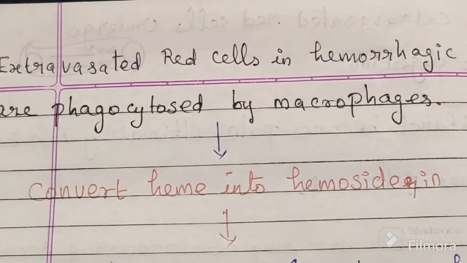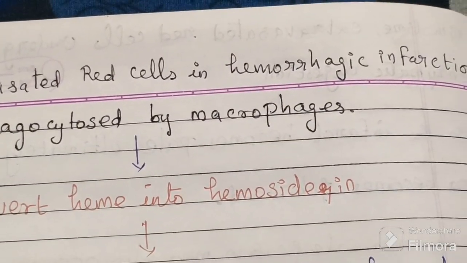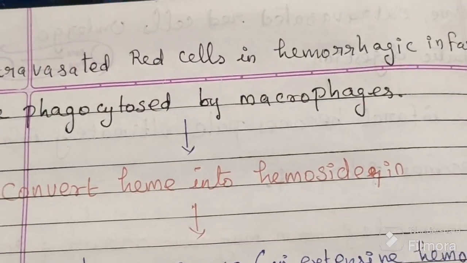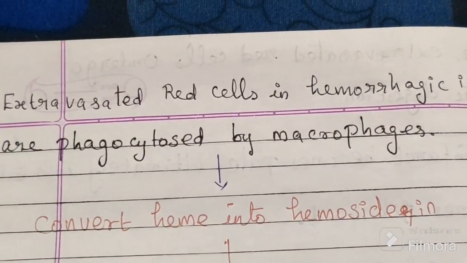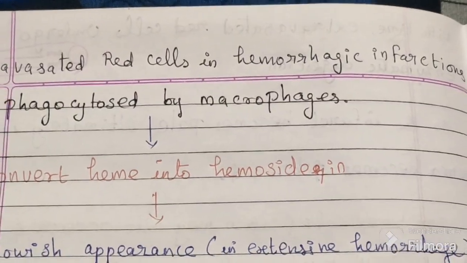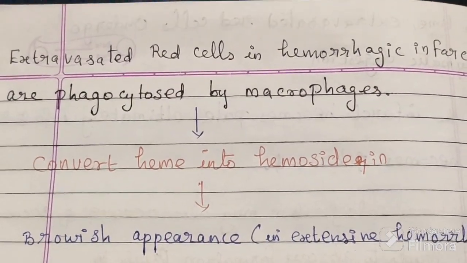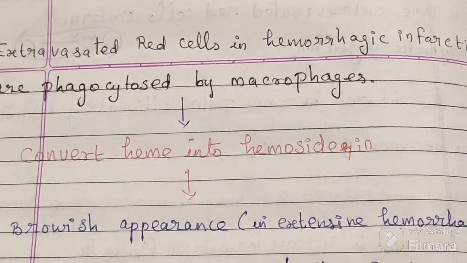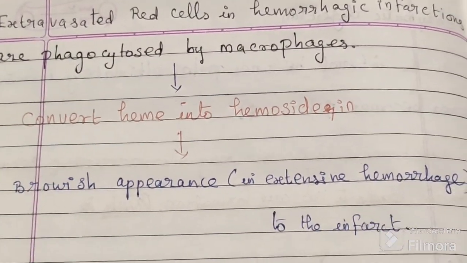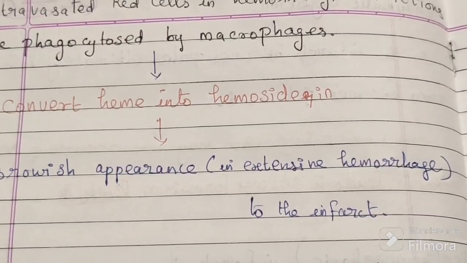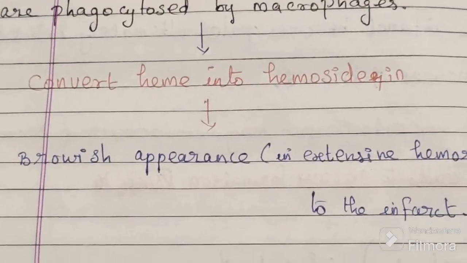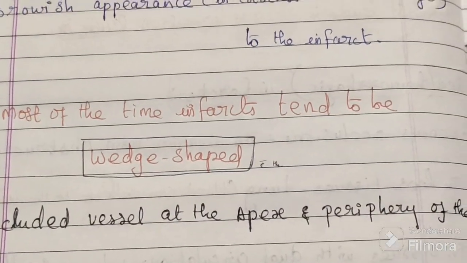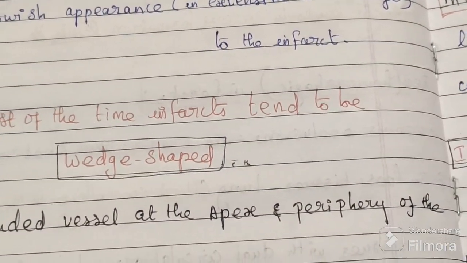Most of the time, extravasated red cells in hemorrhagic infarctions are phagocytosed by macrophages. So here heme is converted into hemosiderin, producing a brownish appearance to that infarct. Most of the time these infarcts tend to be wedge shaped.